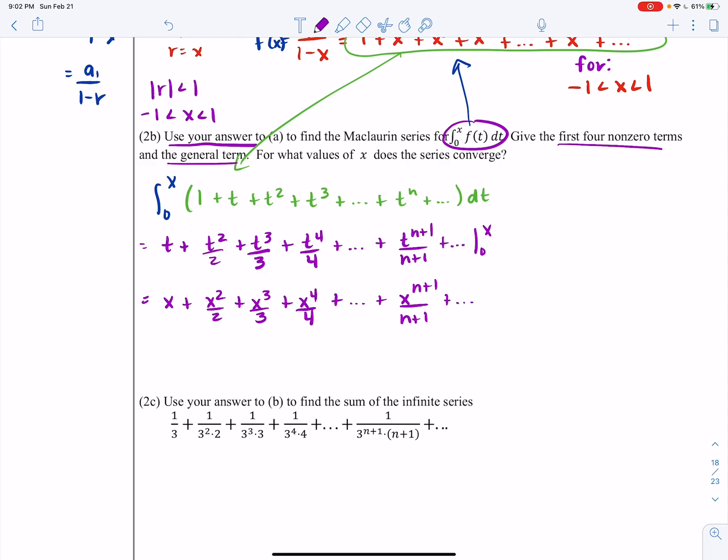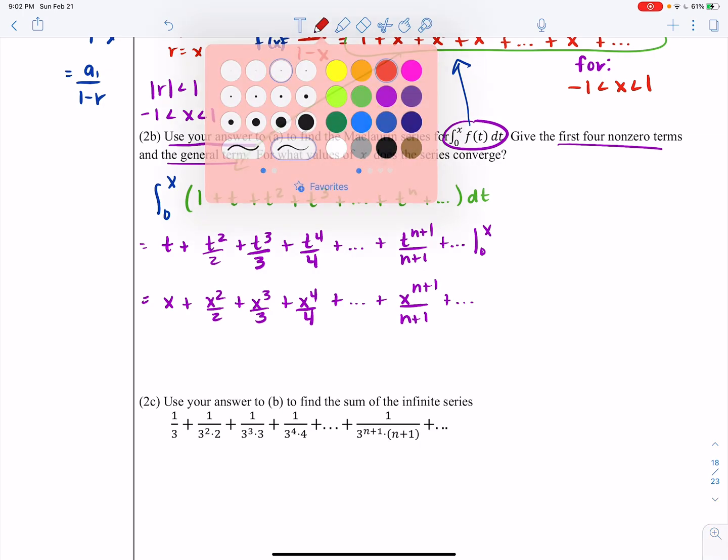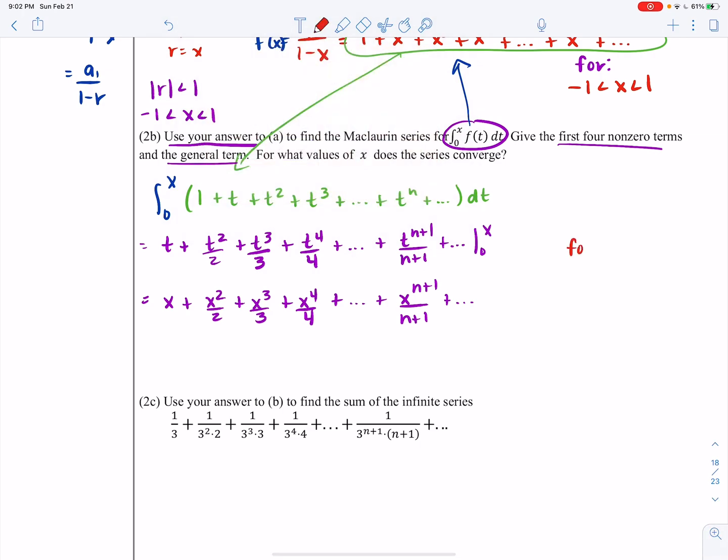Done. Notice it says, for what values of x does it converge? Ah, dang. Well, we already know it has to be good from negative 1 to 1, but this is not geometric. And if this is not geometric, we need to check endpoints.